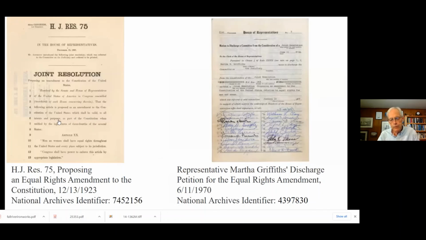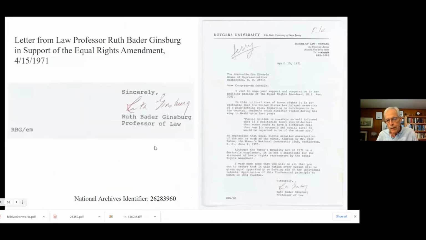Here's the text of it from 1923 on the left of the screen. It was introduced in every Congress. It's the topic that's been the subject of more constitutional amendments than any other topic. And here you have the discharge petition that Martha Griffiths introduced to make the Judiciary Committee give up that petition. But I want to take our last minute or so and look at this letter from Ruth Bader Ginsburg, a giant of American history who sadly passed away recently.